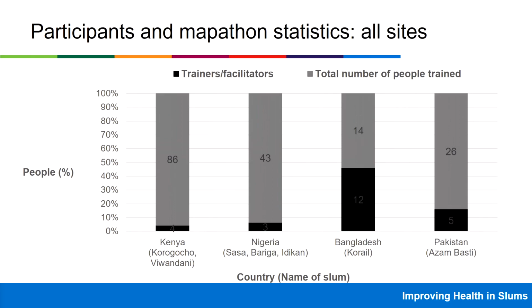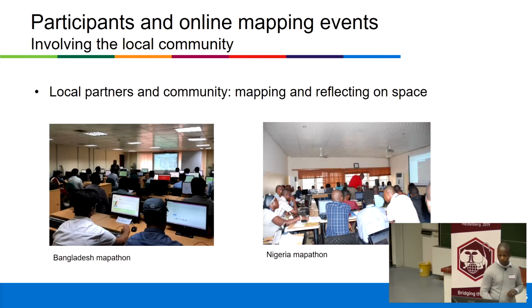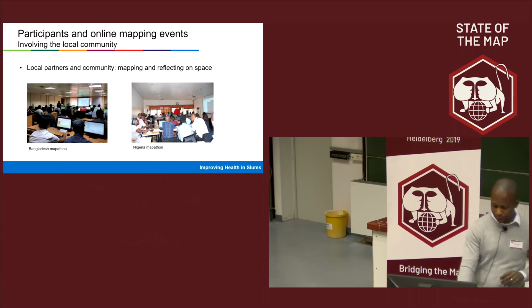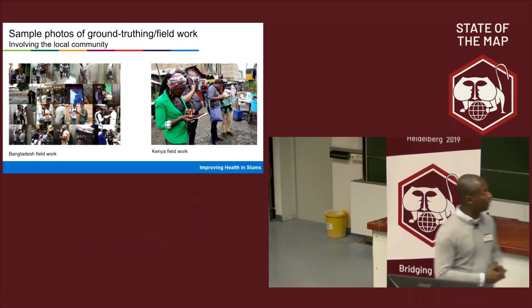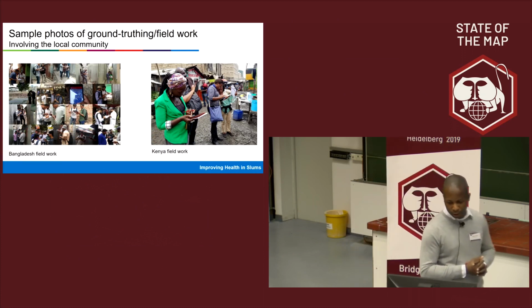These are some statistics of the participants. What is interesting here is the case of Bangladesh, the third bar from left, where we had the presence of an OSM community, and that helped in the facilitation of the training and also of the fieldwork itself. These are some examples of the online mapping events involving the community in Bangladesh and Nigeria. And these are some photographs of the fieldwork itself in Bangladesh and also in Kenya.